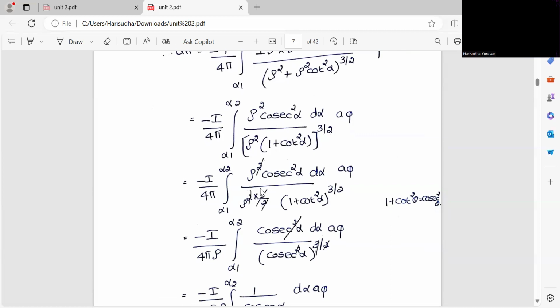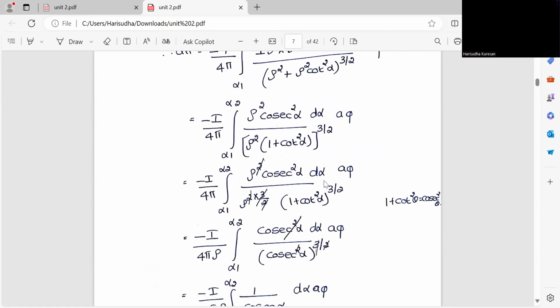rho cube. Again in the numerator, this 2 and this 2 will get cancelled, 2 into 3 by 2, right? So this 2 and this 2 will be cancelled, therefore it will be rho cube. And in the numerator rho square is there, so I'll get only 1 by rho. So minus I divided by 4 pi, already it is outside the integral. After cancelling, I'll get 1 by rho, so that I have written. Therefore integral alpha 1 to alpha 2.